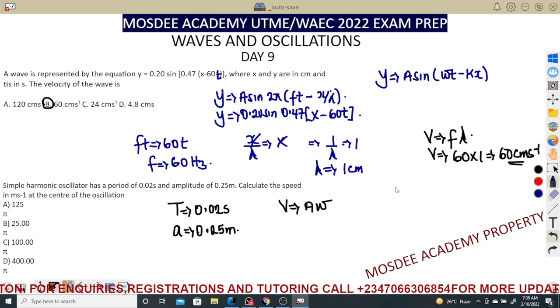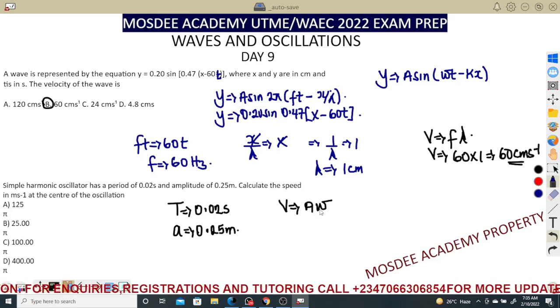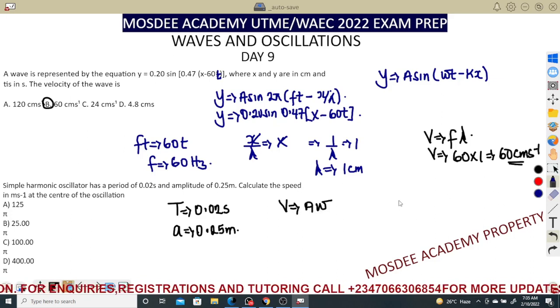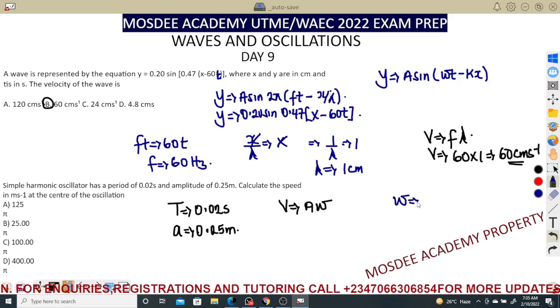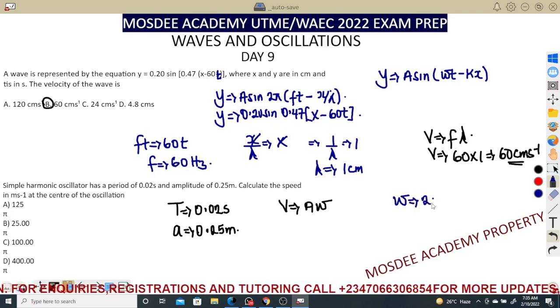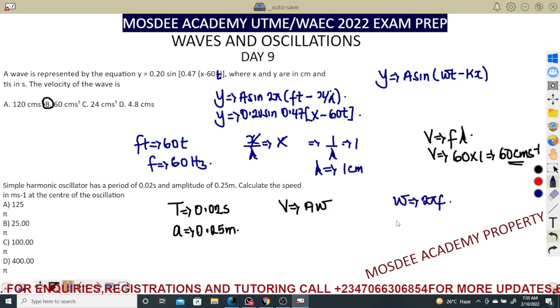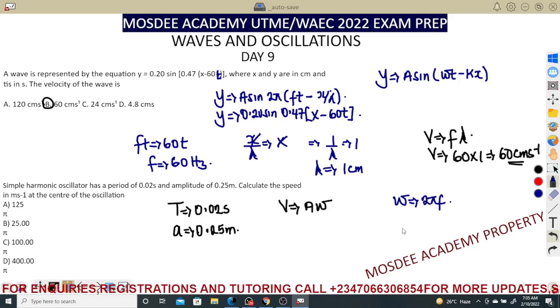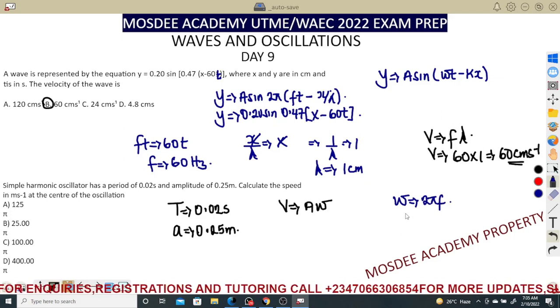So if I want to go with this, my A is the amplitude which was given, but my omega, I don't know. But from simple harmonic oscillator, omega is always 2 pi f. That is why I said in Nigerian examinations, when you cram formulas, I think you can solve a lot of questions.